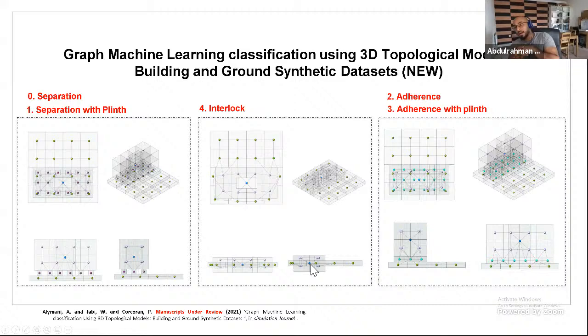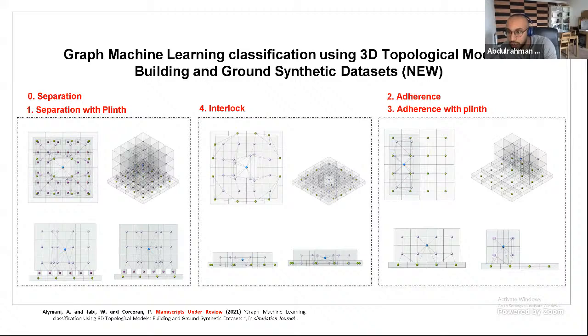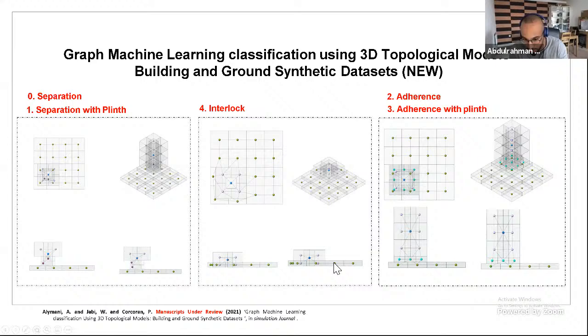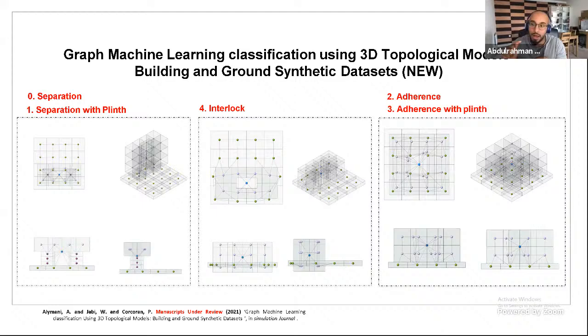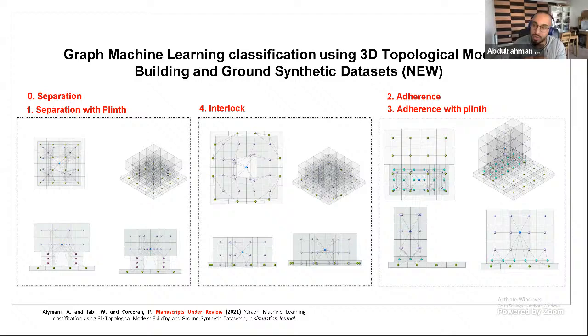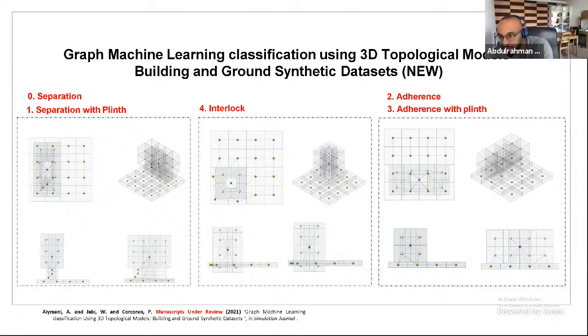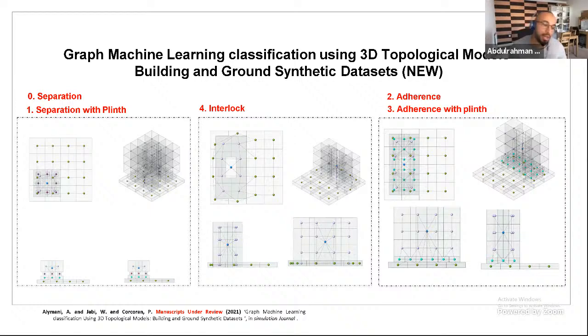The machine learning will understand that, because the ground nodes are connected here and there in different ways. How many nodes connect to that node will make the difference. So it will understand the topology of the building. So now we have something like this.